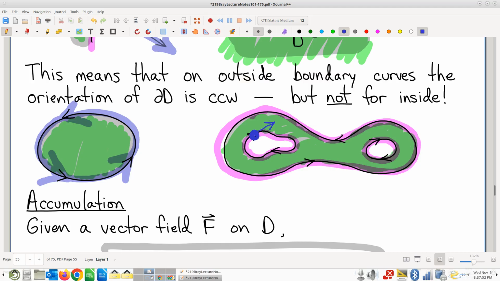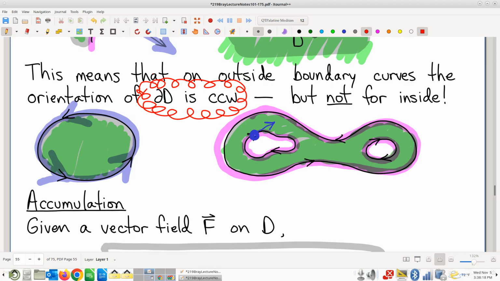So, dangerous. Let's see here. I'm going to put this in red. It's halfway true. If you're going around the outside part of the boundary, yeah, it's counterclockwise. If you're going around the outside part of the boundary, which you might not be.